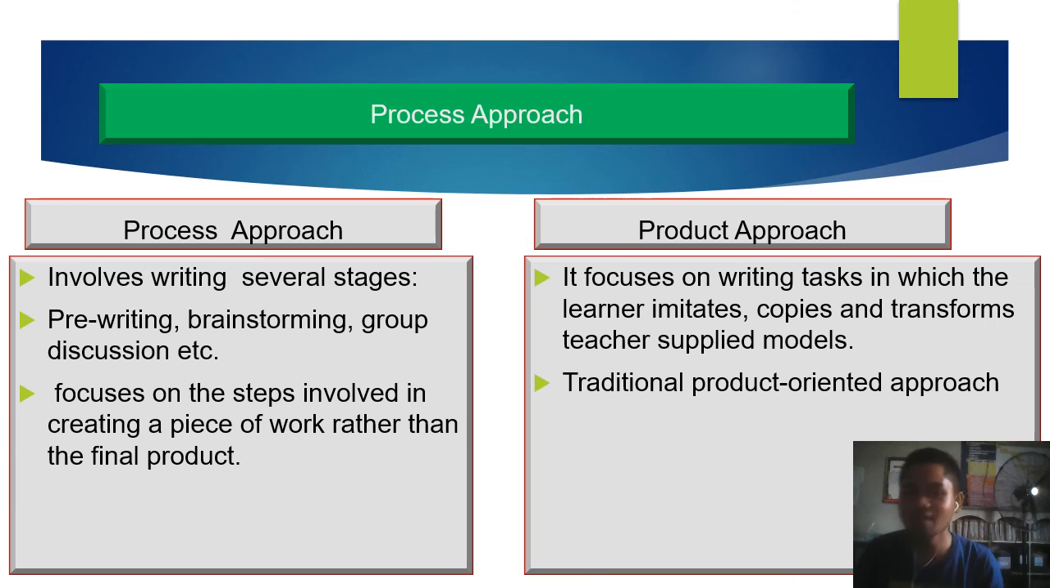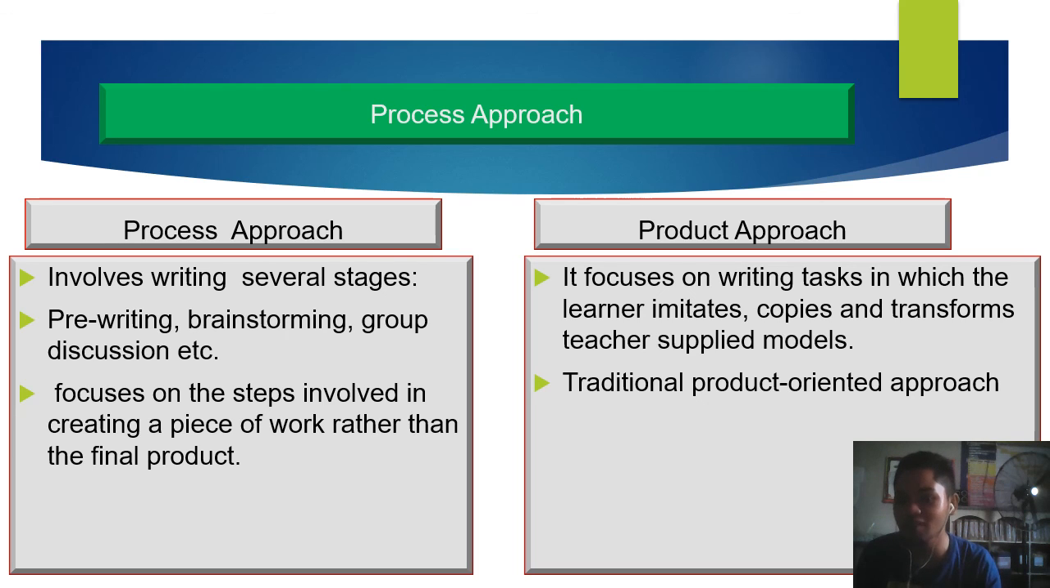Okay, so the process approach is what our educational system uses at present, compared to the product approach, which refers to the traditional oriented approach. With the process approach, say for example you give the learners something to write, or it could also be a writing workshop or writing composition. The way you correct the learners on their write-up is what we call the process approach.